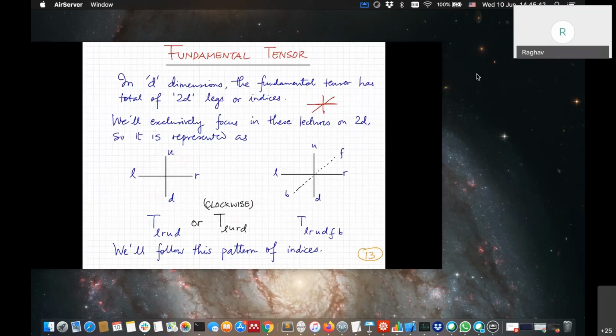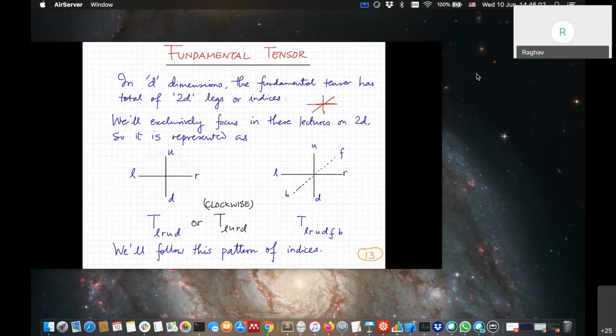You can fix the convention at the starting of any numerical work you want to do, and then you can stick to that and then contract the tensors based on that. So depending on what the situation is, we'll follow some pattern of indices. So this is the fundamental tensor.